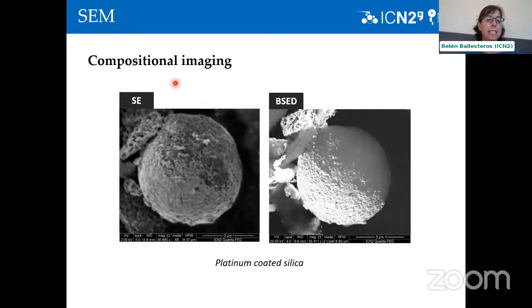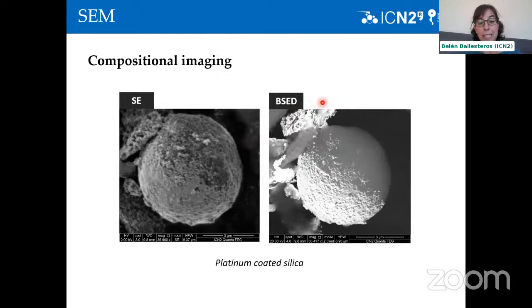Also, in an SEM, we can get compositional imaging. If we use secondary electrons, we will have information on the topography and the morphology. This is an image of platinum-coated silica, and what we can see is that we have a spherical particle. It seems that you have two different things, but at least the morphology, the topography, is different, no?